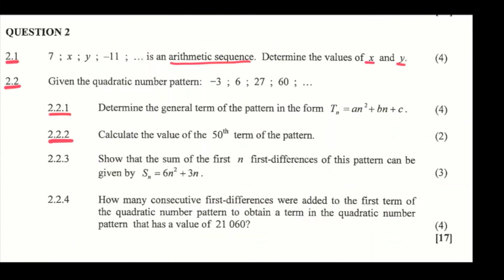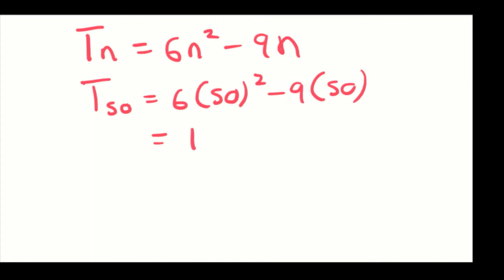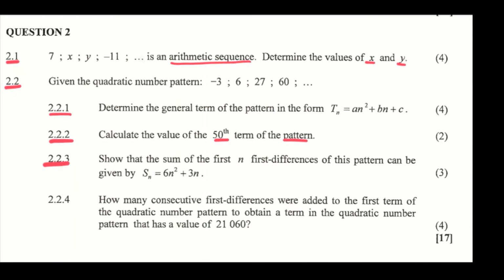So 2.2.2 says that calculate the value of the 50th term of the pattern. So we have our Tn being equal to 6n squared minus 9n, right? And we are asked to find T of 50, which is 6 into 50 squared minus 9 into 50. So the answer that you're supposed to get if you punch your calculator is 14,550.